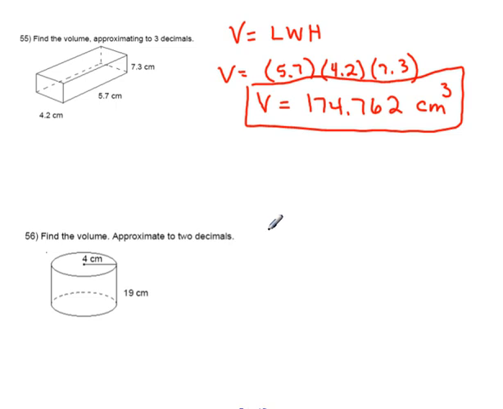Don't leave off your units on the exam, okay? Make sure you put your units. Perimeter is just units, area is units squared, and volume is units cubed.